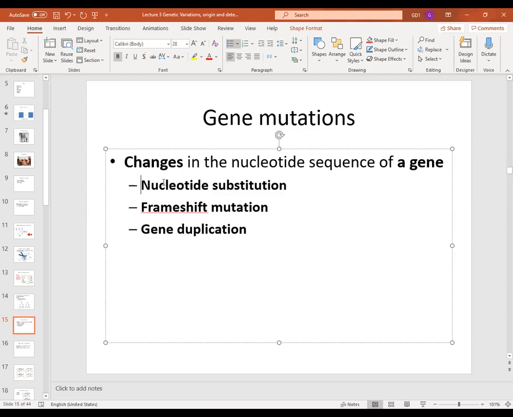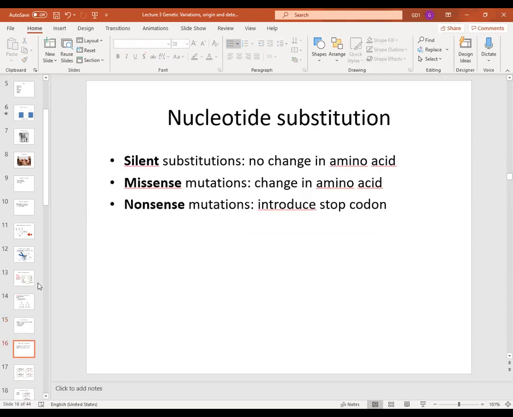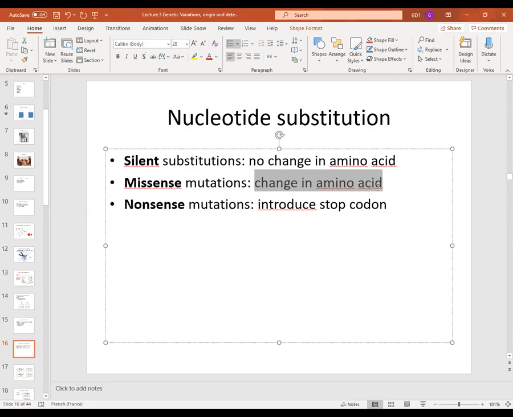So we have nucleotide substitution, frame shift mutation, and also gene duplication. About nucleotide substitution, we have silent substitution, or another term, synonymous. It means no change in amino acids. That's similar to what I confirmed in the first slide: we have a lot of mutations, but just a few have impact. Missense mutation is second. We have a change in amino acids, but not really.